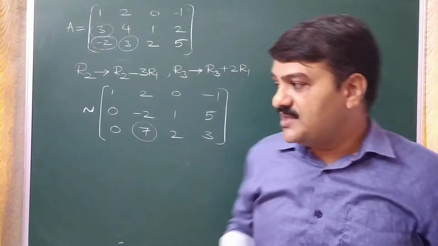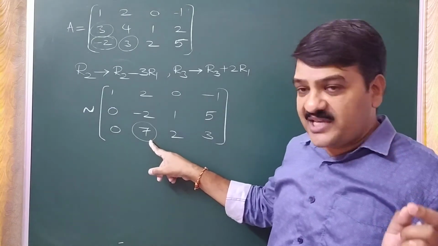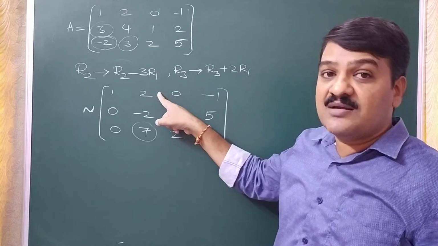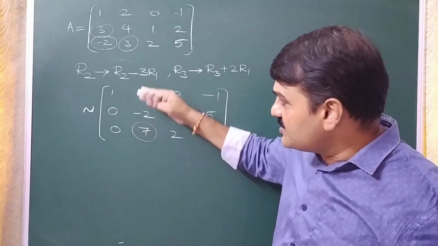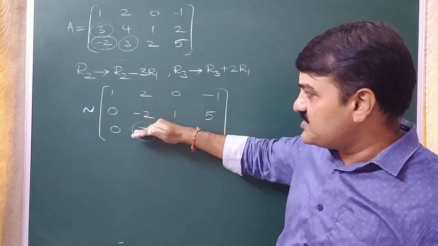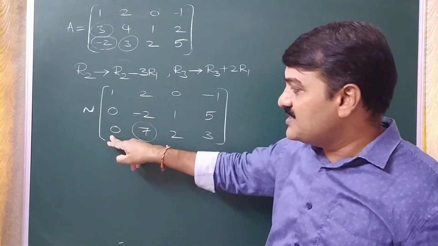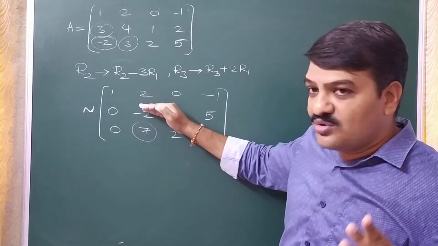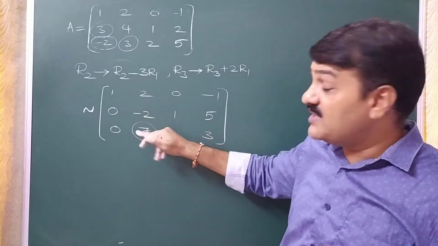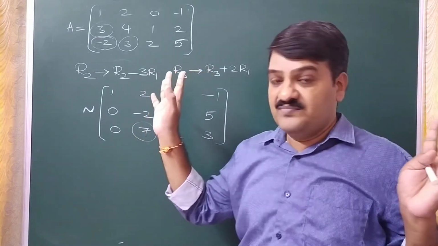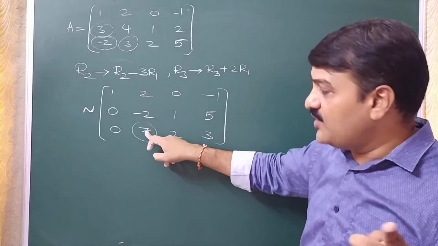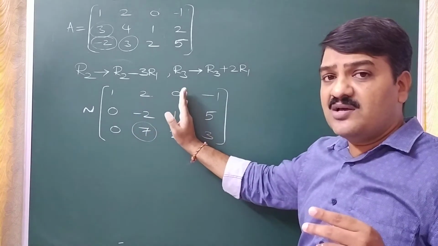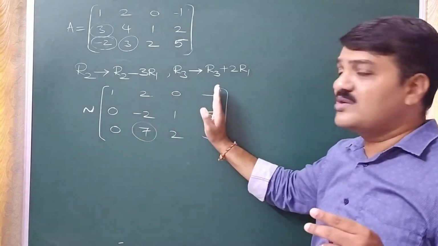To get 0 in this place, you have to be careful that you should not use R1. If you are using R1, that is addition or subtraction with R1, this 0 is going to change. So you can use R2 for addition or subtraction but not R1. So to get 0 here in R3, you can use R2 but not R1. Like that you can use third column, you can use fourth column.